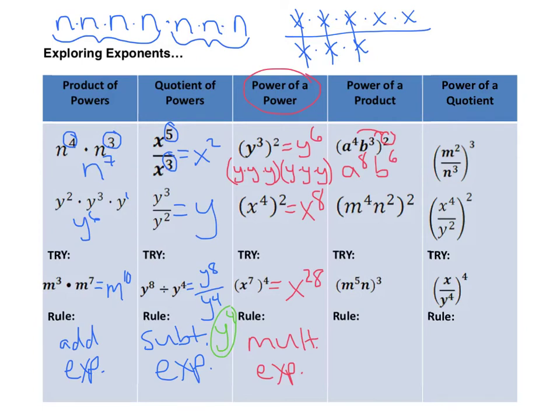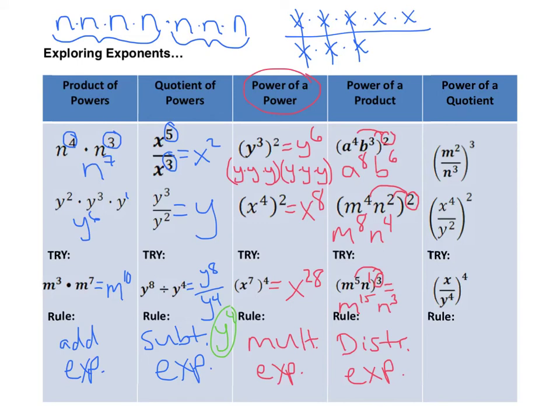Let's try the next one. M to the fourth squared. So I'm going to take this 2, distribute it to both. I'm going to get m to the eighth, n to the fourth. Try the last one. Keep in mind, this is n to the first. So when I distribute, that 3 goes to the 5 and the 1. I'm going to have m to the 15th, n to the third. So my rule here is distribute the exponent.